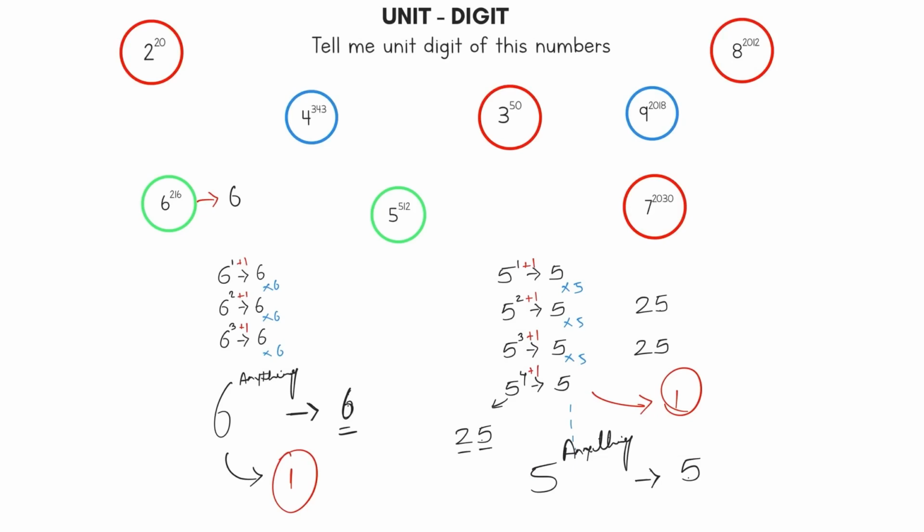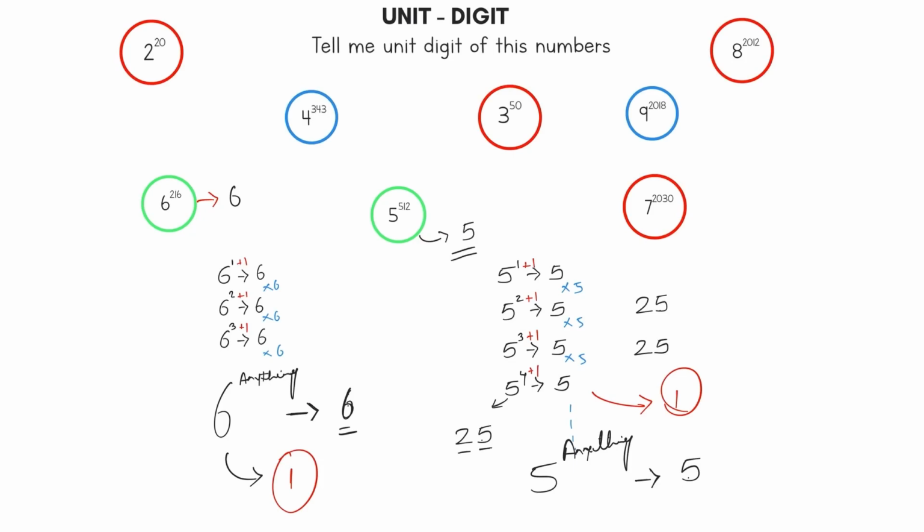Okay, so what did we understand from this section? What are you supposed to know from this? 2, 3, 7, 8 have a cyclicity of 4, all the red circle. 4 and then 9, blue circle, have a cyclicity of 2. After every 2 powers, the unit digit gets repeated. And 5 and then 6 have a cyclicity of 1, which means 6 raised to anything, the unit digit will always be 6. 5 raised to anything, the unit digit will always remain 5.